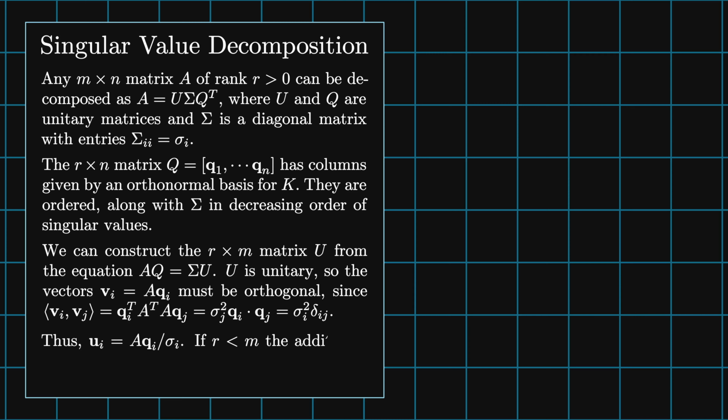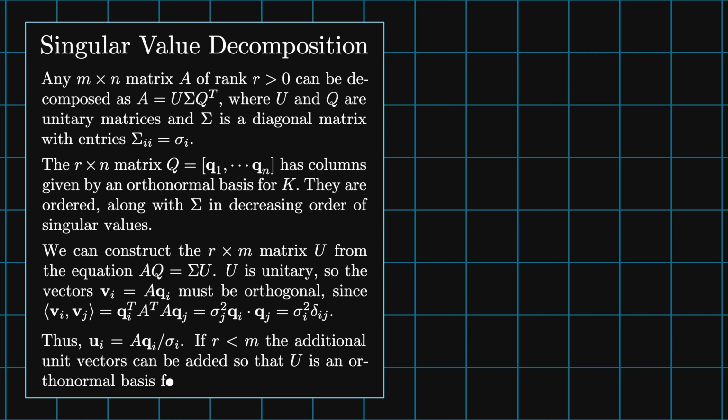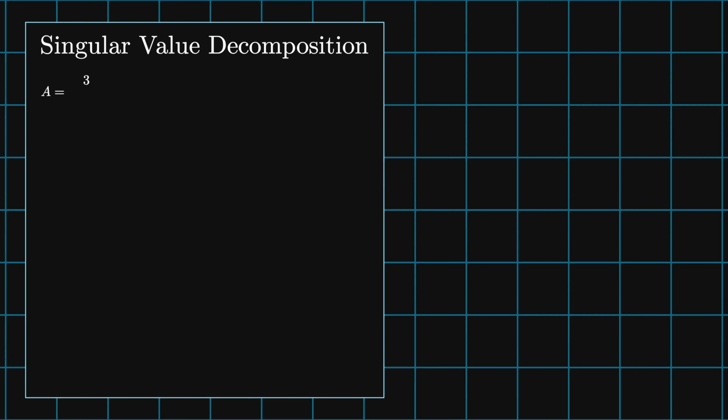That tells us that the associated unit vectors ui equals vi divided by its norm, sigma i, equals A times qi divided by sigma i. If the rank of A is less than m, then additional unit vectors can be added so that U is an orthonormal basis for Rm. Let's look at an example of this.